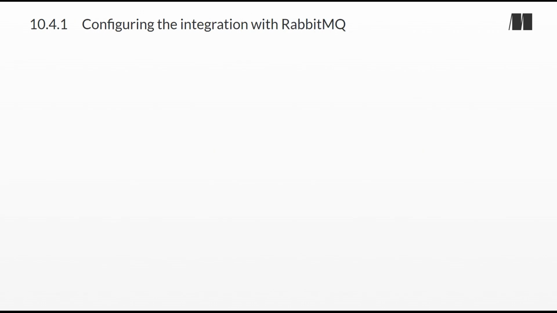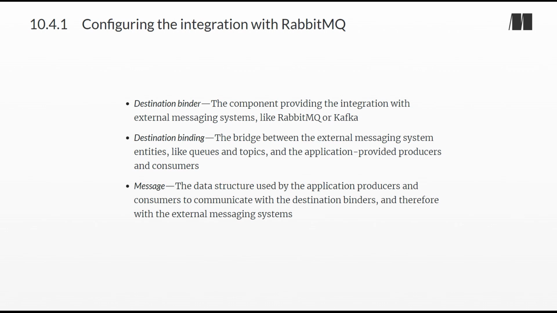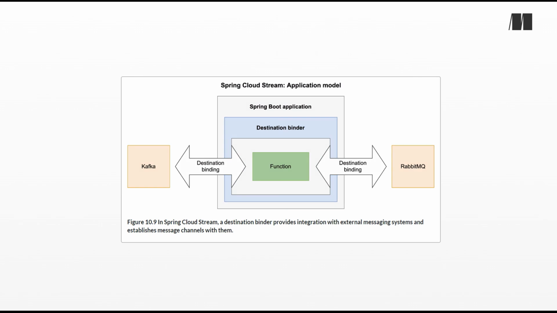Section 10.4.1, Configuring the Integration with RabbitMQ. Spring Cloud Stream is based on a few essential concepts. Destination Binder, the component providing the integration with external messaging systems like RabbitMQ or Kafka. Destination Binding, the bridge between the external messaging system entities, like queues and topics, and the application-provided producers and consumers. Message, the data structure used by the application producers and consumers to communicate with the destination binders, and therefore with the external messaging systems. All three of these are handled by the framework itself.